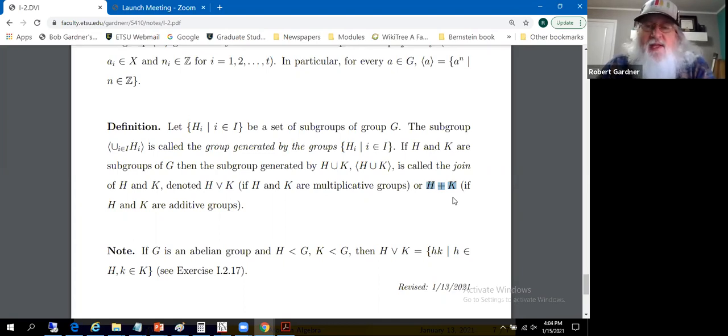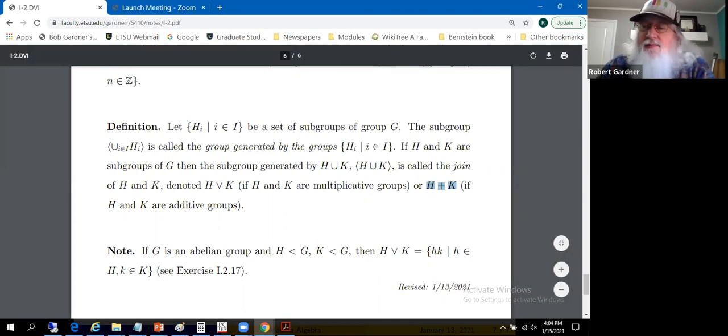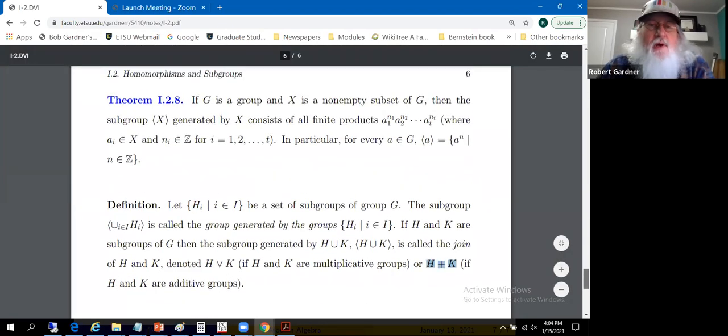So can you tell me what the elements look like? Pretty much, it's going to look something like this, where the A sub i's are elements, say, either of H or of K. If I go through and try to describe what the elements of this join look like, we'd have powers of either H or K multiplied together, a finite number of them.